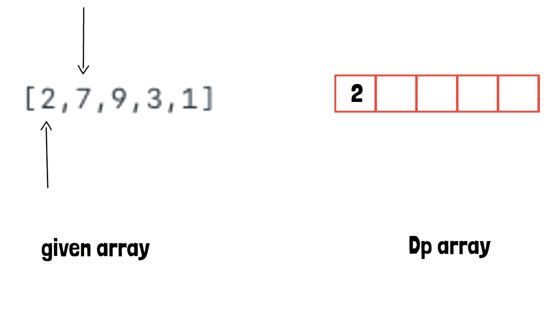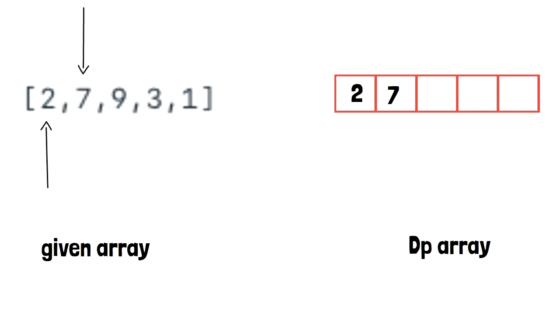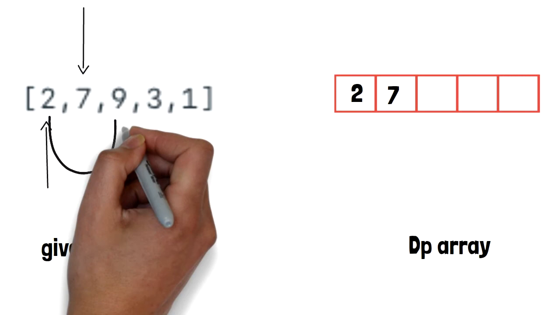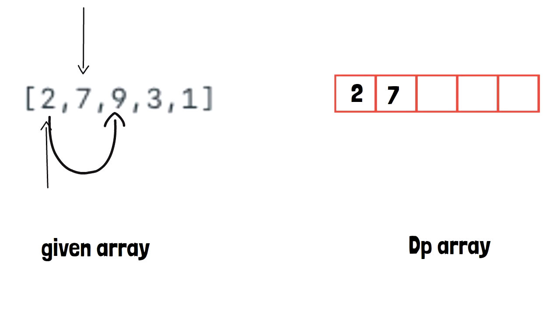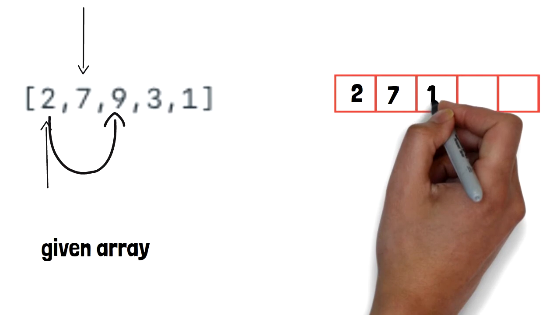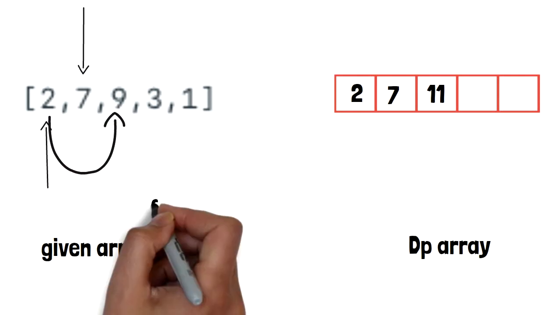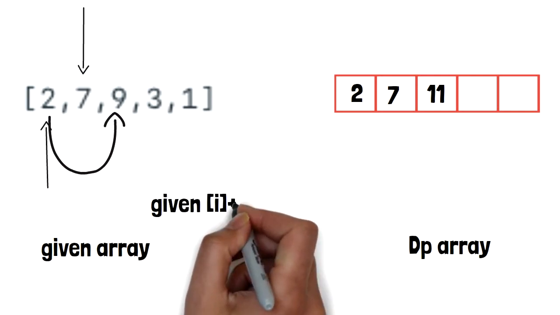If there were only two houses, with values 2 and 7, as I cannot steal from adjacent houses, I will steal from the house with 7 on it, because 7 is greater than 2. Now comes the interesting part. Let's assume there were only 3 houses, 2, 7 and 9. As we cannot steal from adjacent houses, we have a choice: either steal from 2 plus 9, or from 7. I will steal from the houses with 2 and 9, as 11 is greater than 7.